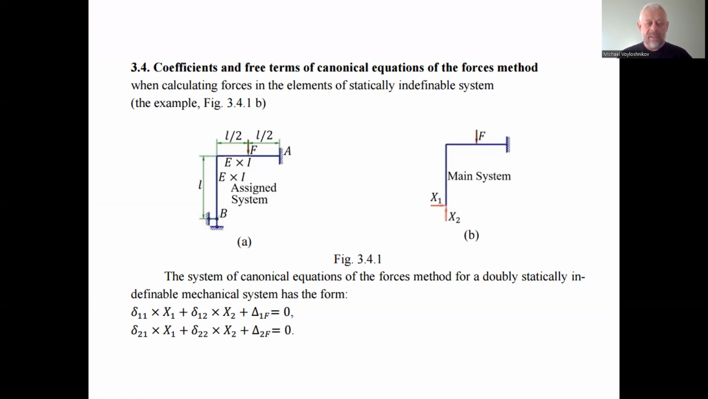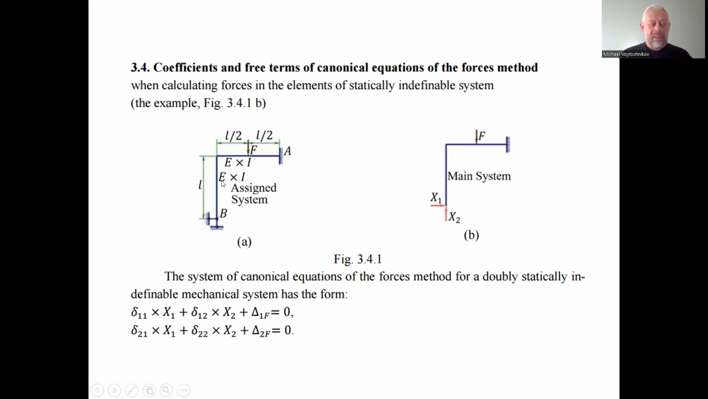The frame is indicated in figure 3.4.1 on the left, A. So we have a statically indeterminate frame consisting of two supports A and B, and consisting of the rigid corner and of two rods, vertical and horizontal, with equal elasticity rigidity of the beams in the frame.